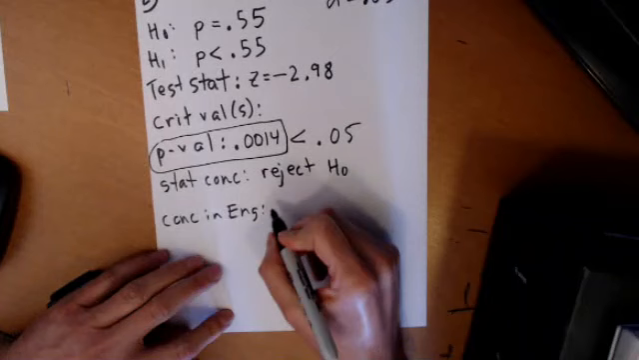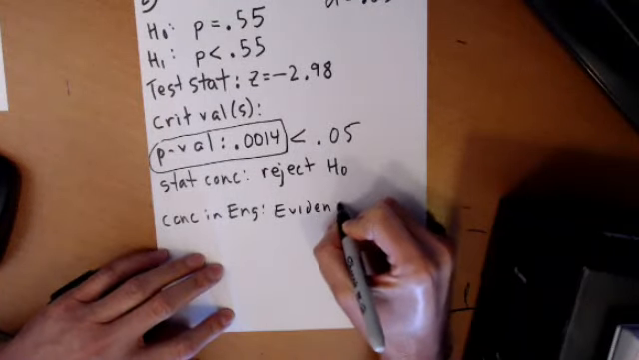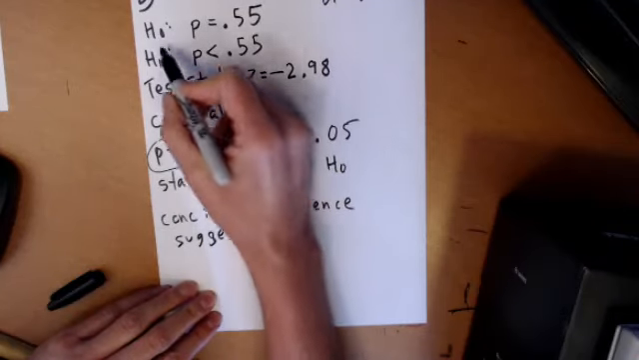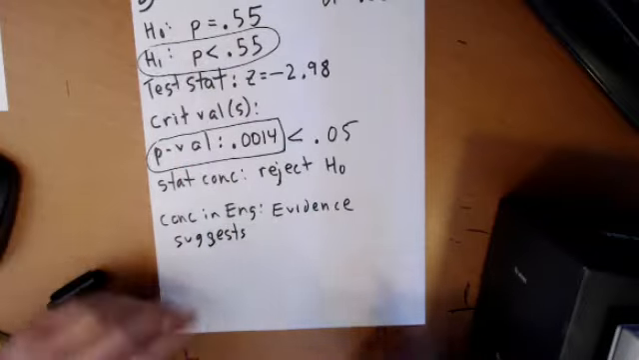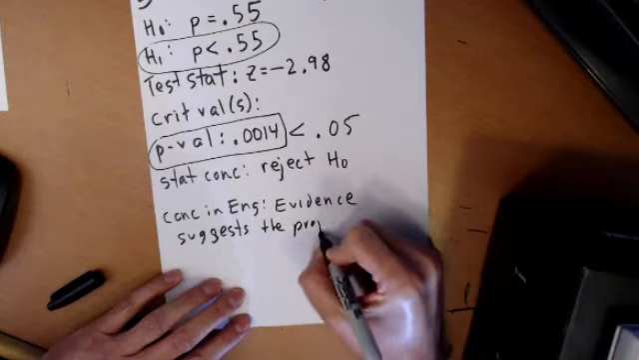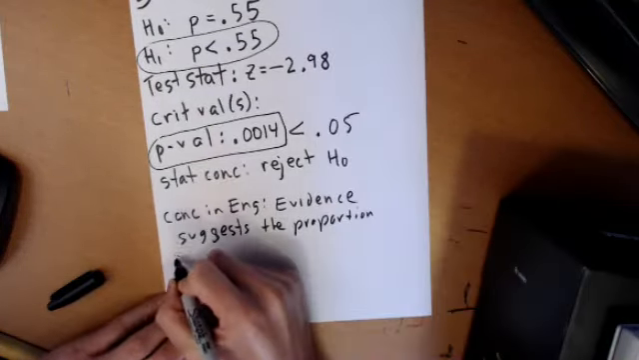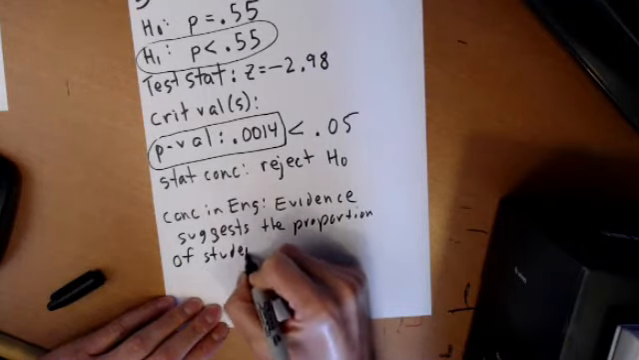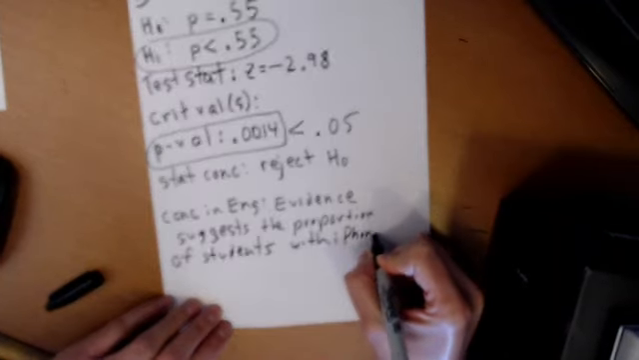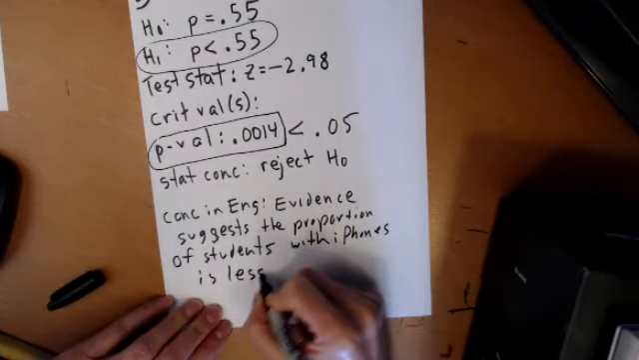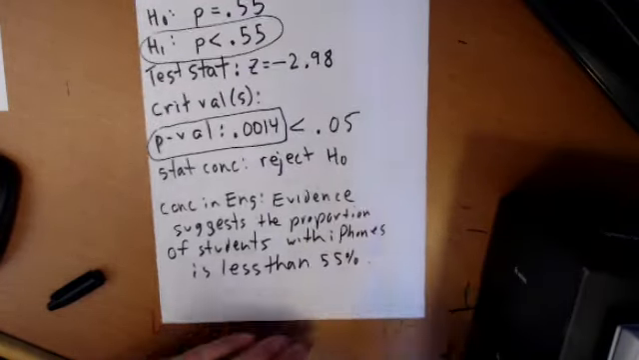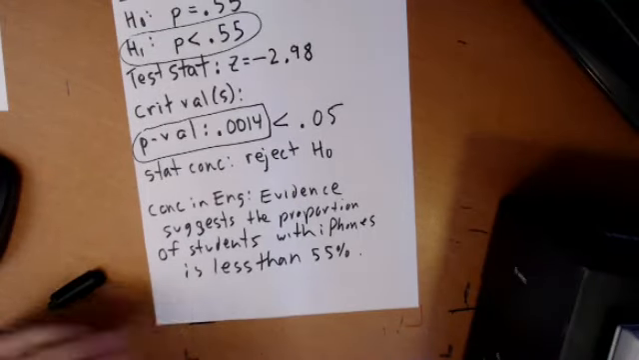Okay, and if I reject H0, then evidence suggests the HA. We just need to put this into words. Evidence suggests the proportion is less than 55%. The proportion of what? Of students with iPhones. The proportion of students with iPhones is less than 0.55. Maybe say 55% so it reads nicely. Evidence suggests the proportion of students with iPhones is less than 55%.